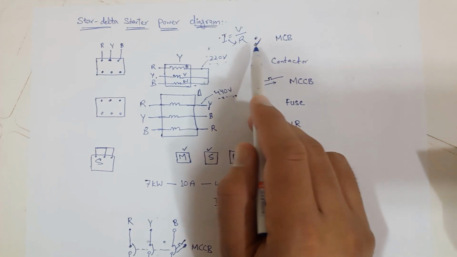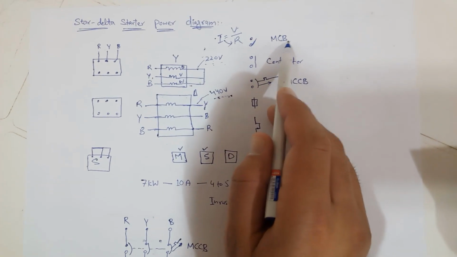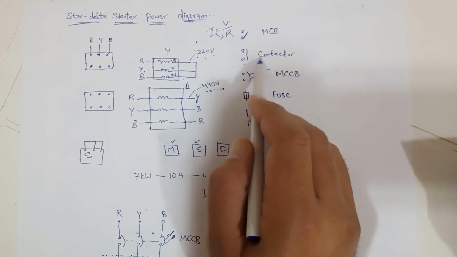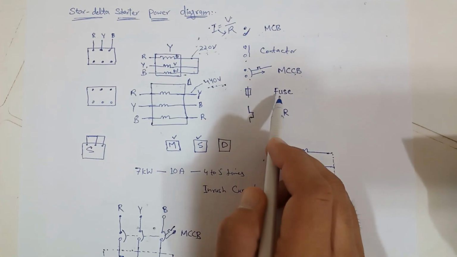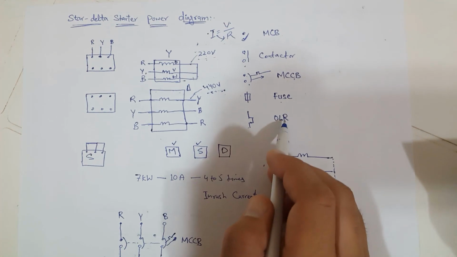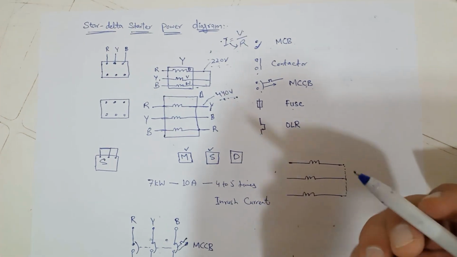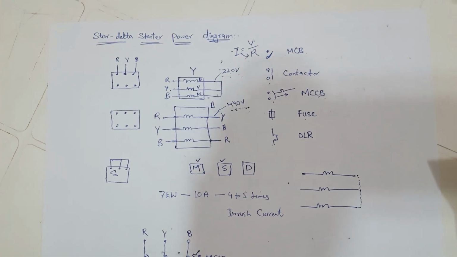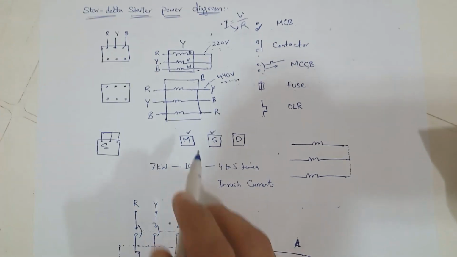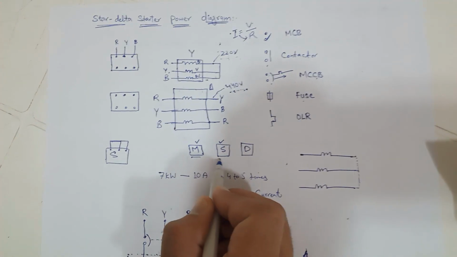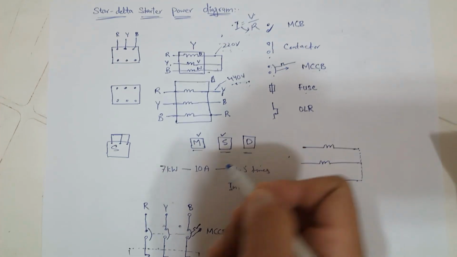Here are some symbols. This is for MCB, miniature circuit breaker. This is for contactor. This is for MCCB, molded case circuit breaker. This is for fuse, and this is for OLR, overload relay. Now we come to the star delta power diagram. This is the main contactor, this is the star contactor, and this is the delta contactor.